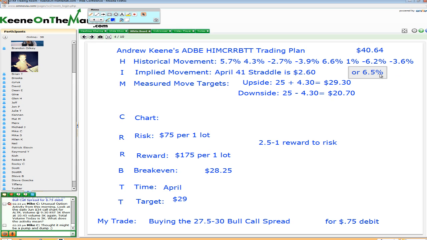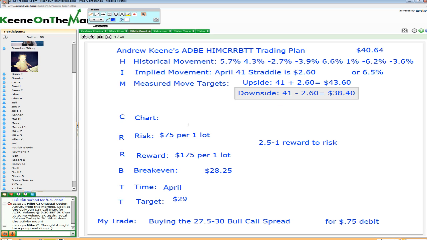I can look at the move either on how much they're implying, or I can look at it as a dollar value. 2 measure move targets. I'm going to have an upside measure move target of 41 plus 260, which is going to be 43.60. Downside measure move target is going to be 41 minus the 260, which is going to be 38.40.